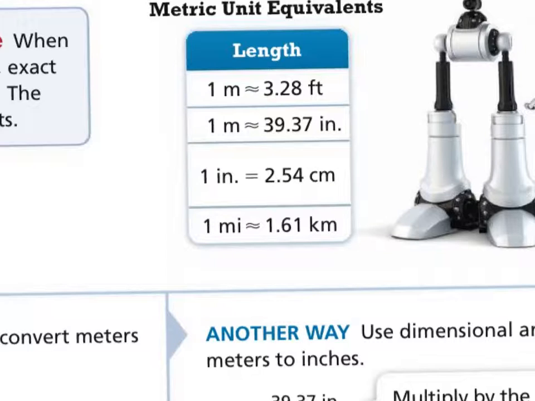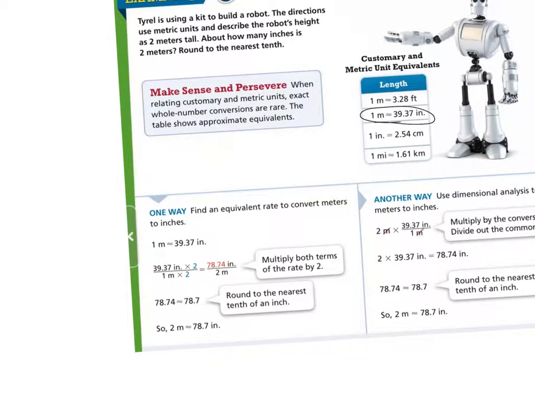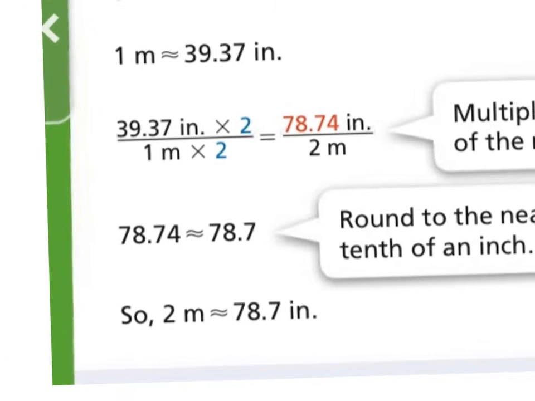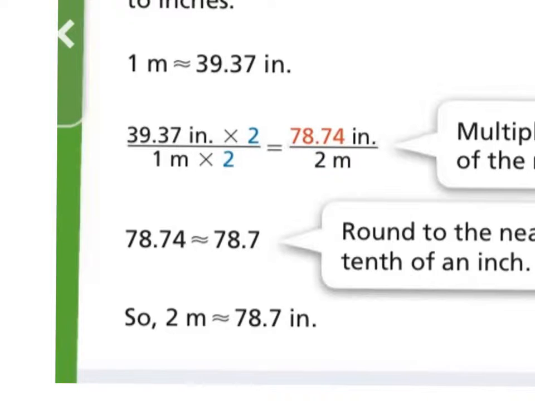One way we could look at this: right here it tells us 1 meter is about 39.37 inches. So if it's 2 meters, it would just be twice that amount. They did almost like a proportion here. We just double both of those, which is about 78.74 inches. It says round to the nearest tenth, so that's why they rounded that off to 78 and 7/10 inches.